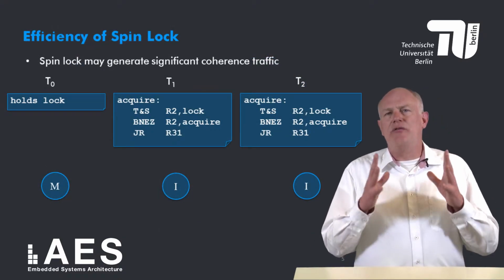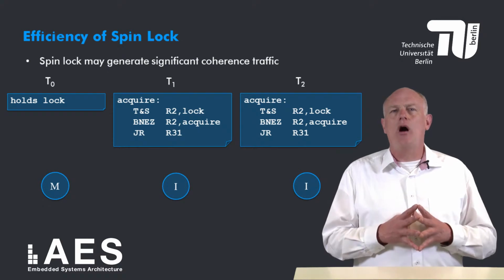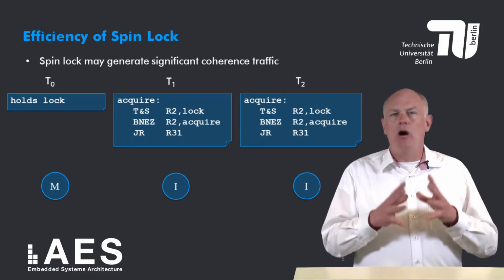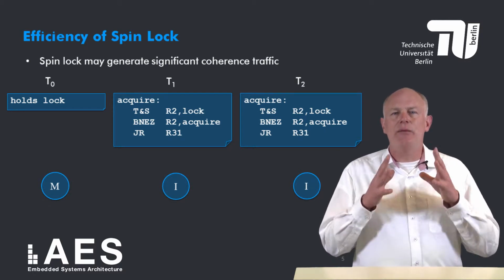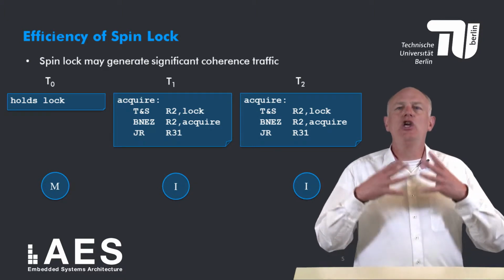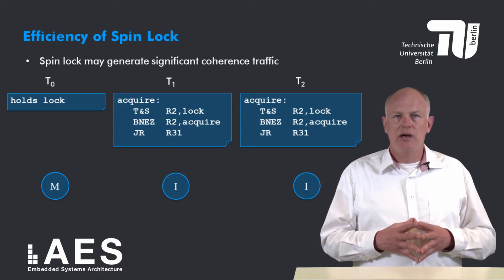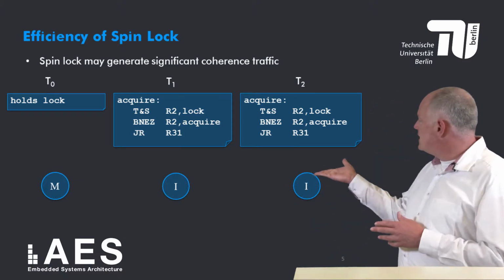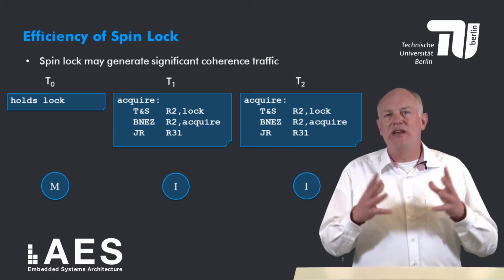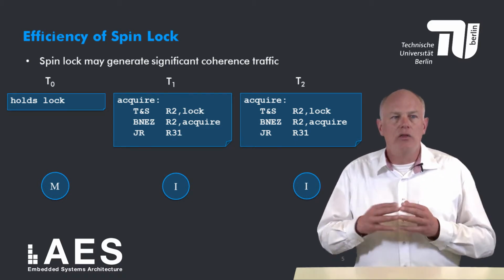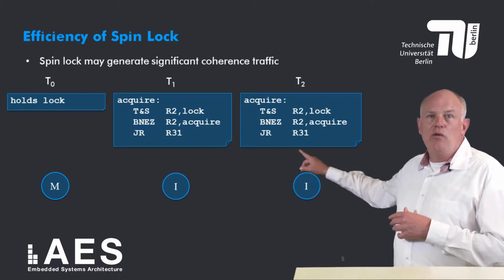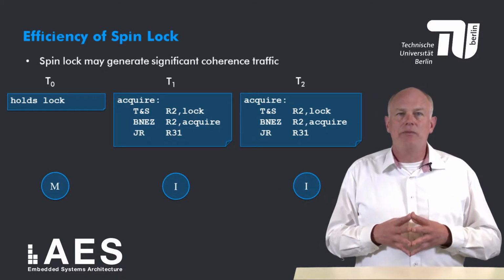Let's now study the efficiency of acquiring a lock when locks can be cached. The problem is that a spin lock that repeatedly reads and writes a memory location until its value becomes 0 may generate a huge amount of coherence traffic. To see why, consider this scenario. 3 threads try to simultaneously acquire a lock. The lock is held by thread T0, so threads T1 repeatedly read and write it.